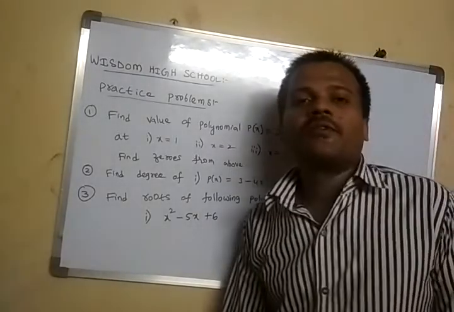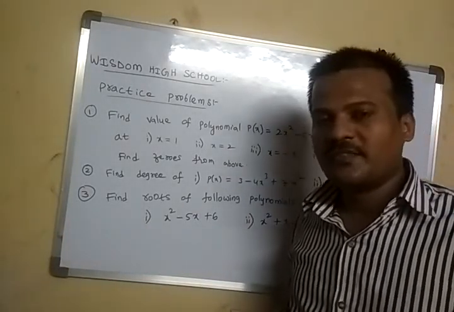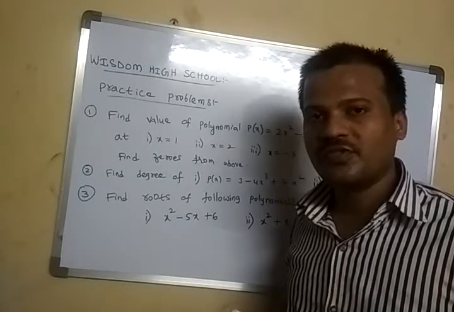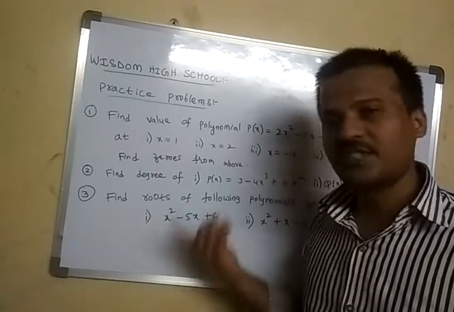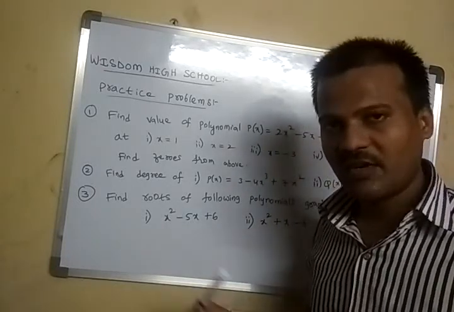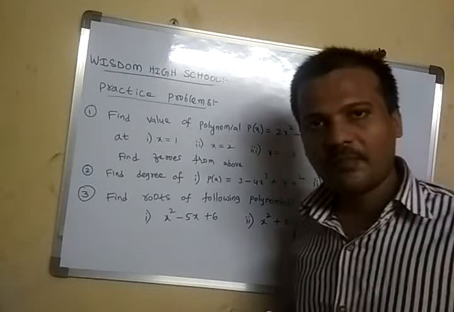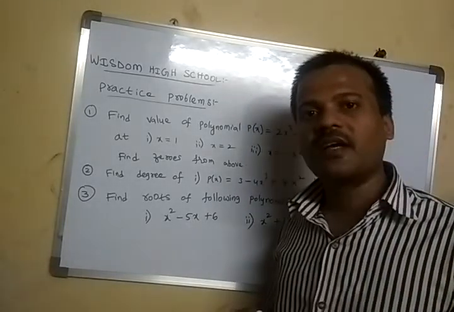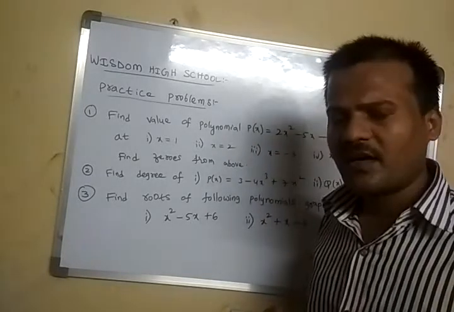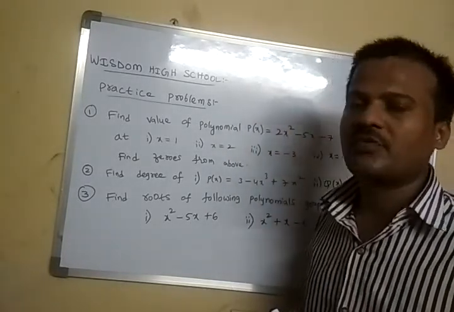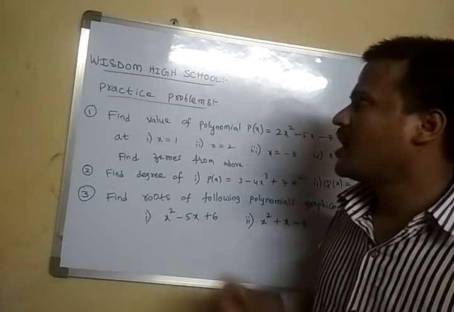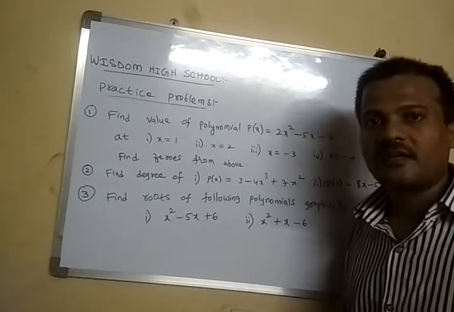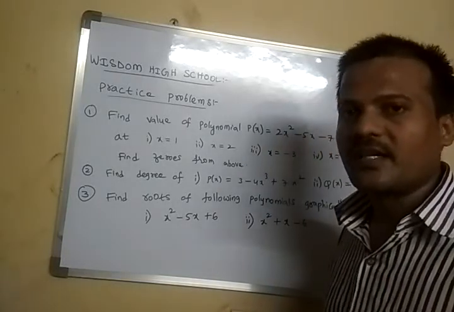So till now you have listened about what a polynomial is, how to find the degree of a polynomial, how many roots a polynomial has, how to find the zero of a polynomial, what the value of a polynomial is, after that quadratic polynomials, and finding roots of a quadratic polynomial graphically. I hope you have understood well, so I have given some practice problems for you. Try to solve these questions.